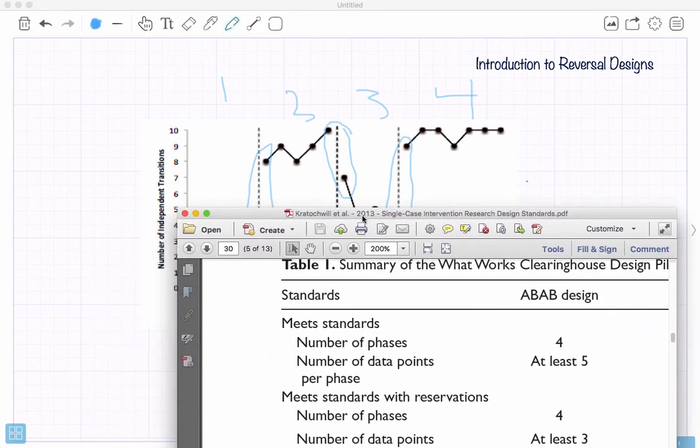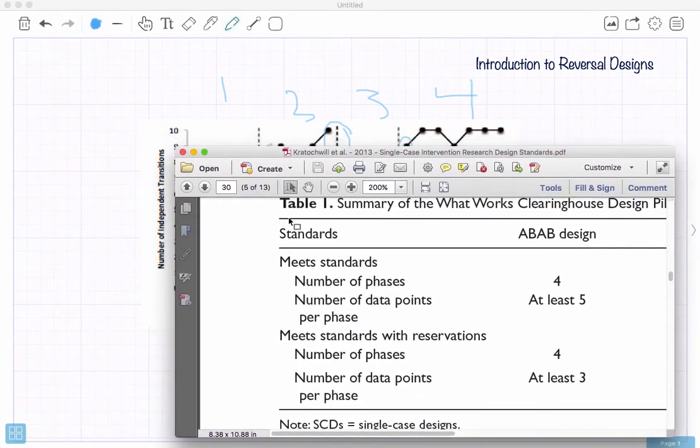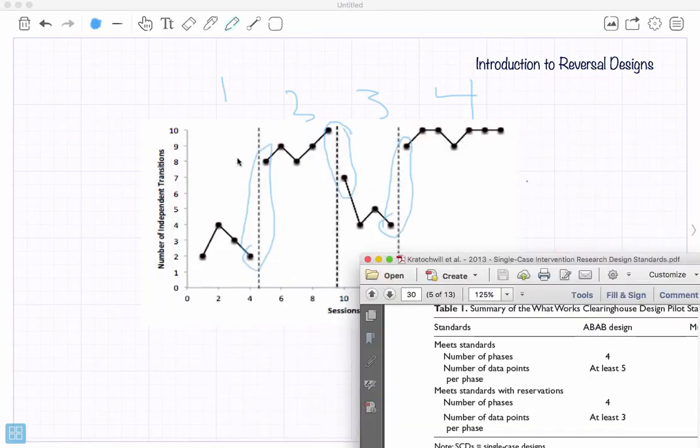And then the next thing is, are there at least 5 data points if we want to meet standards, or at least 3 data points if we want to meet standards with reservation? So if we look at the graph, there are 1, 2, 3, 4 data points in this phase. There are 1, 2, 3, 4, 5 data points in this phase. 1, 2, 3, 4 here, and 1, 2, 3, 4, 5, 6, 7 in the final phase.